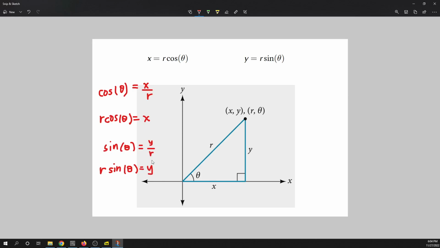Okay, so these are the two that you need. If you're given a polar coordinate, you'll know what r and theta are. And so to calculate the x value, just put it in here, and to calculate the y value, just put it in there, and that's it. All right. In the next video, we will do an example of how to switch.